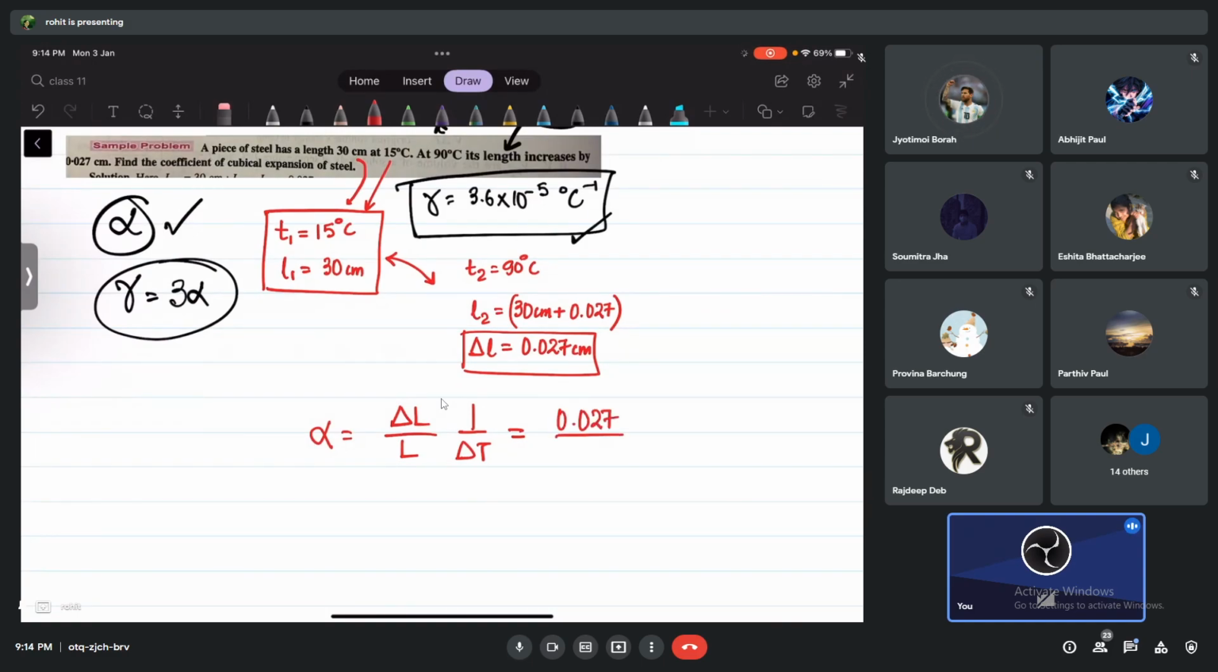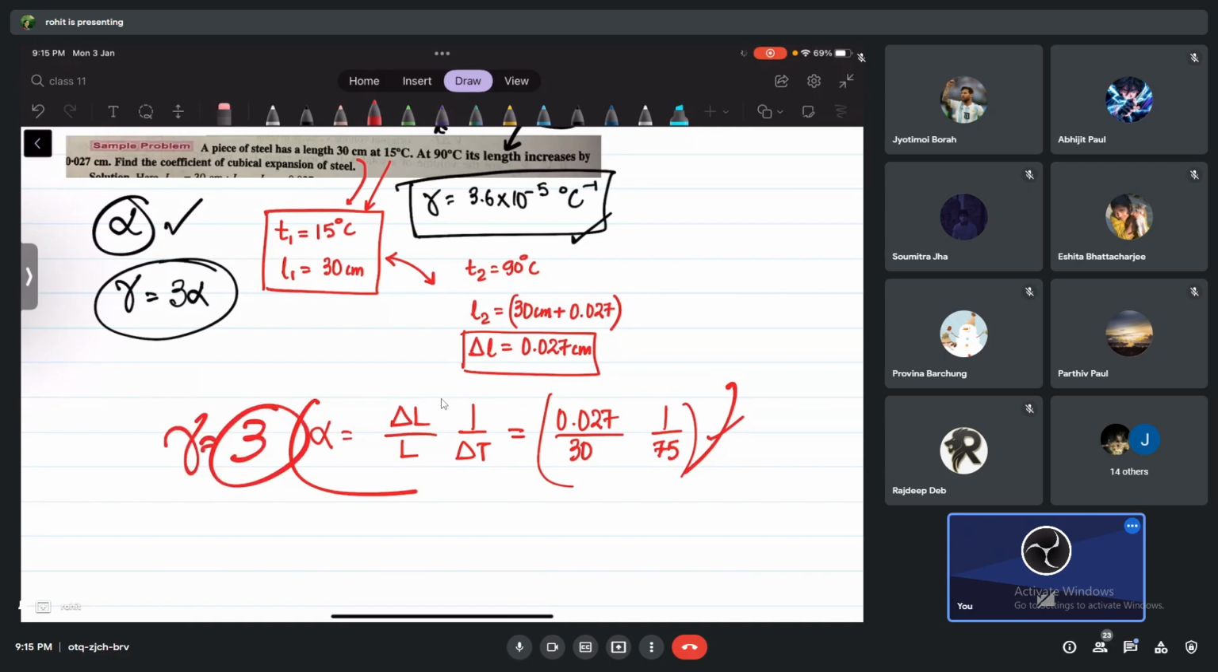0.027, divided by the original length, 30, no? And what is the change in temperature? 75, no? Yes, 75. So this is how you get your alpha. It's clear, no? Then you just multiply this by 3, and you get your gamma, okay?